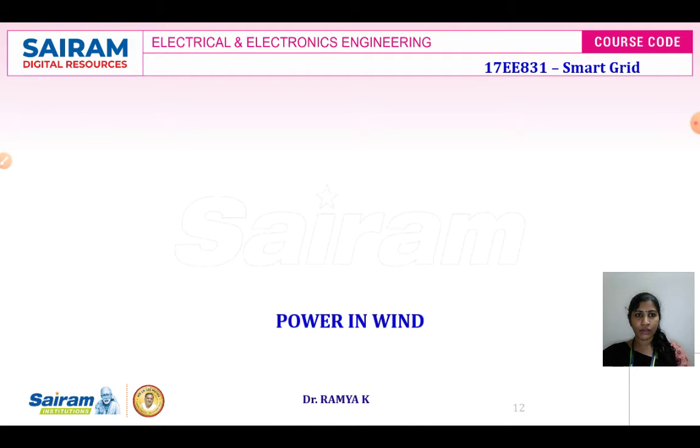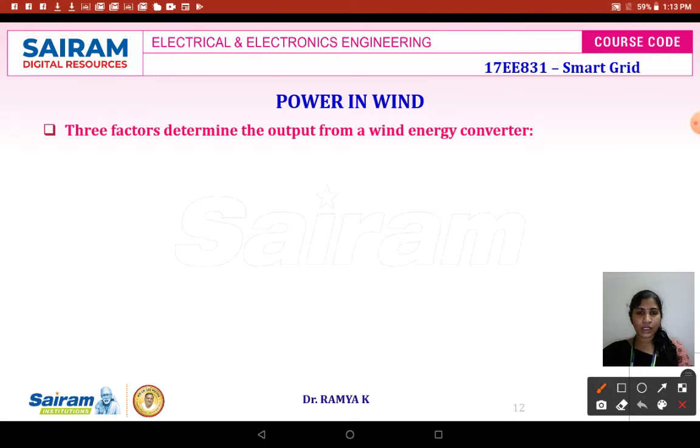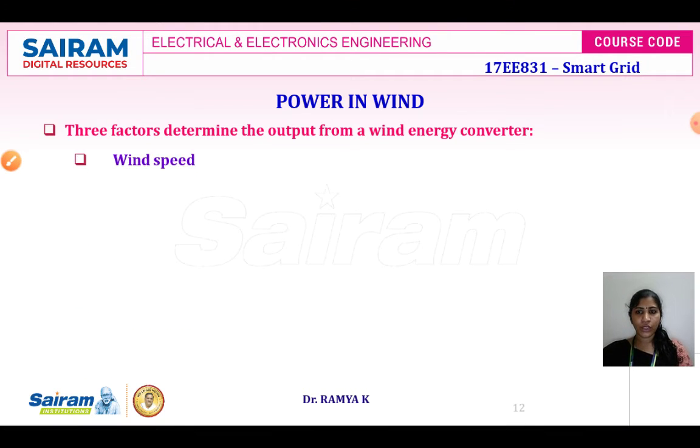The first one, we are going to see power in wind. Three factors will determine the output from a wind energy converter. Wind, in the sense, is nothing but the wind flow, air, that is velocity. Velocity will be converted to electrical energy. It means it is going to depend upon three factors. The first one is going to be your wind speed. Wind speed is responsible to determine the output from a wind energy conversion system.